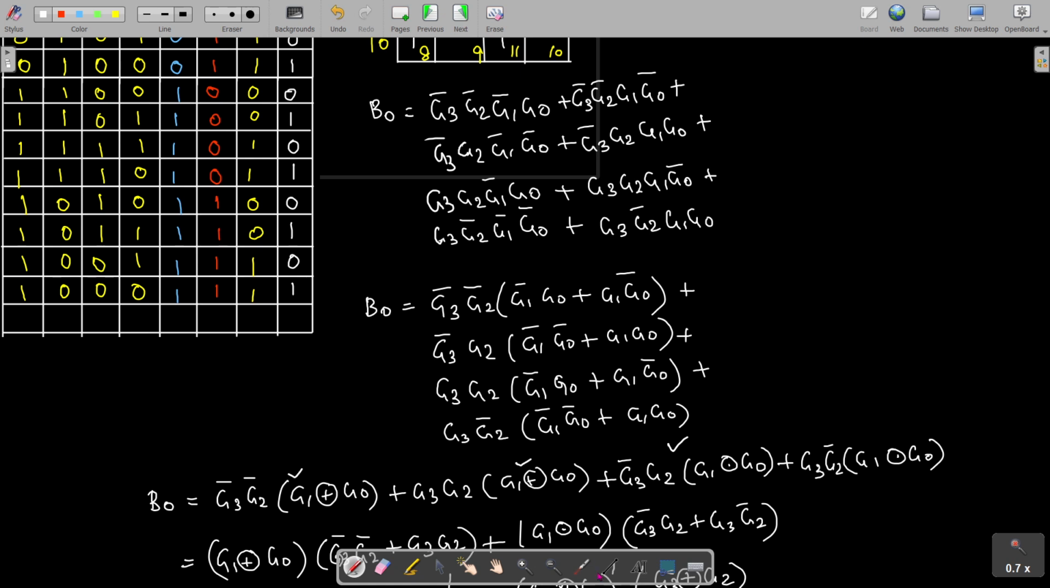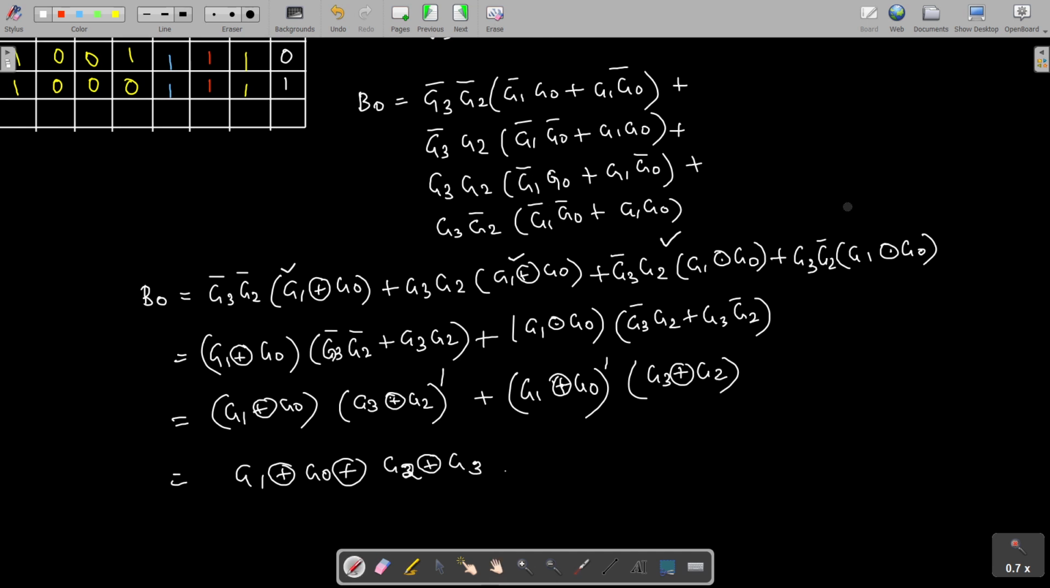Then the last, so these two, if you refer, G3, G2 bar is common, right? So this G3, G2 bar is taken outside. Within bracket, you get G1 bar, G0 bar. Here we have G1, G0. So that is written here, with the sign plus. So for this case, what is it again? It is XNOR. So we have written this here. G3, G2 bar. Then this one is G1 XNOR with G0. Okay. So the fourth term is also written.